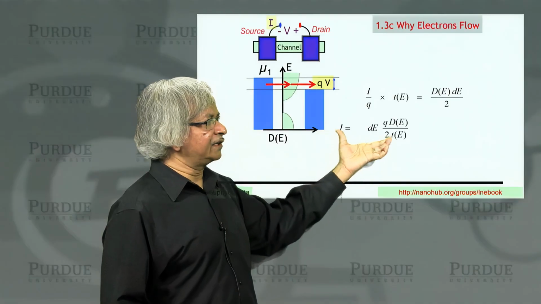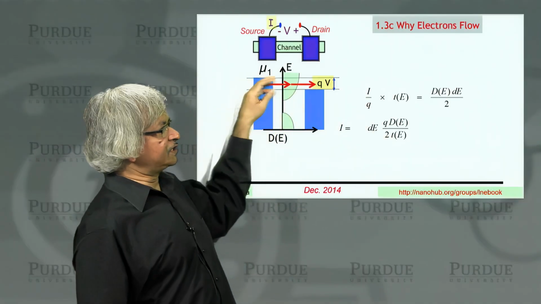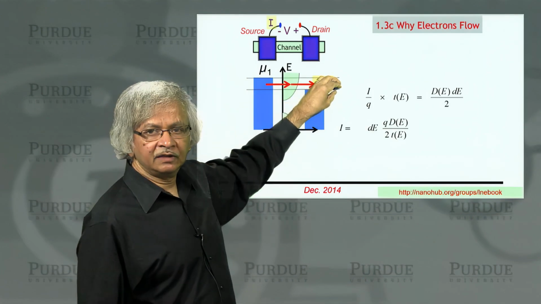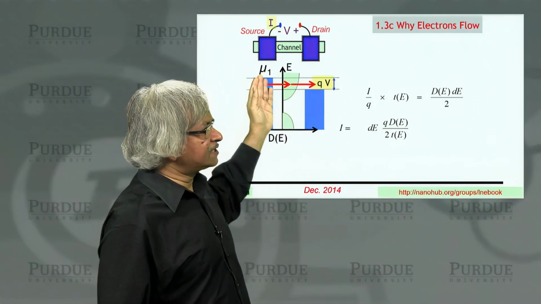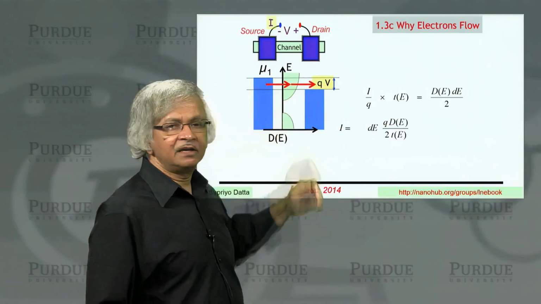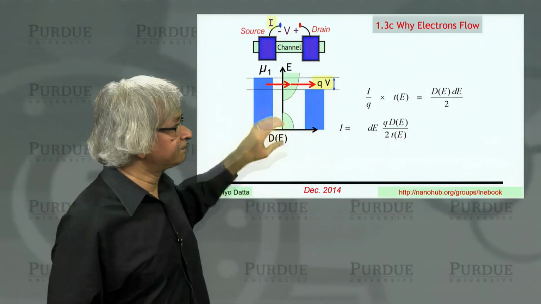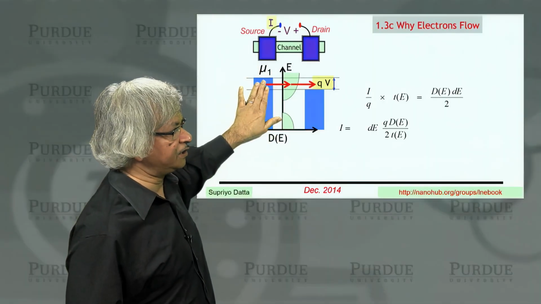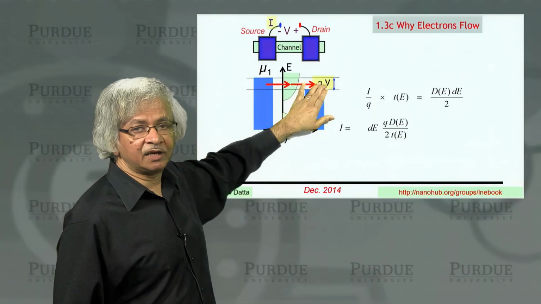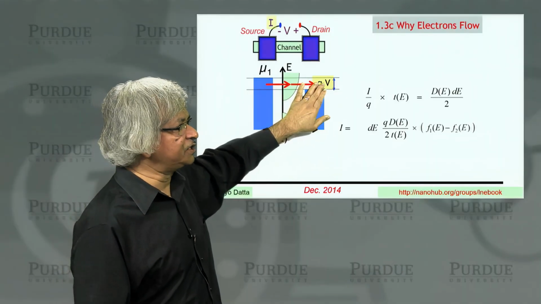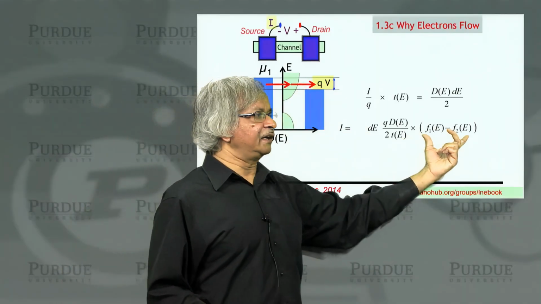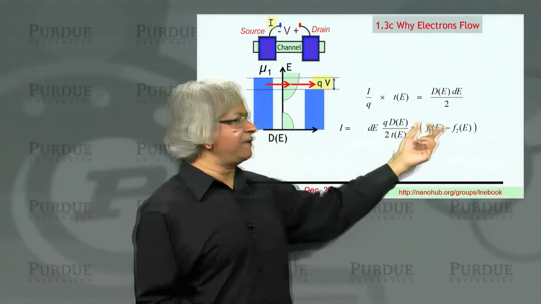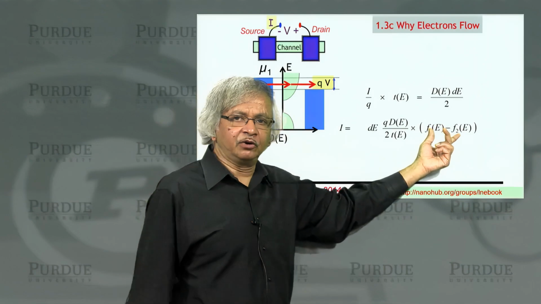Now this is the current that you'd have if the states at this end were completely full, 1, and this end were 0. On the other hand, in general, these states may be partially full, and these states may be partially empty. So the occupation on this side is described by the Fermi function here, and the occupation on this side is described by the Fermi function over here. And so in general, you'd have this factor here, F1 minus F2.